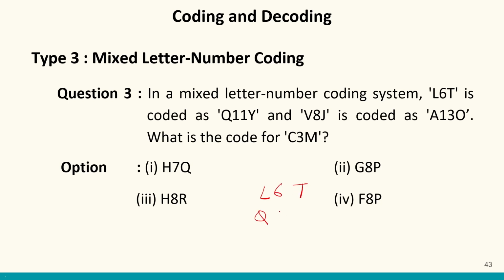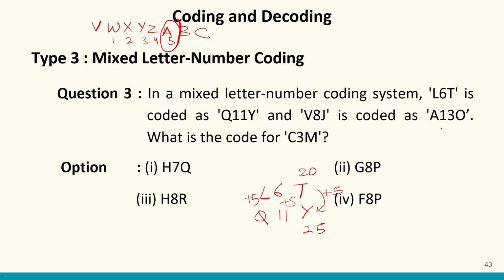L6T is coded as Q11Y. T is 20, Y is 25. Clearly a movement of 5 positions. 6 to 11 plus 5 and L to Q is also plus 5. Let us check for this. From V, if I have to move 5 positions forward, 1, 2, 3, 4, 5, I'll get A. So here also we are moving 5 positions forward.